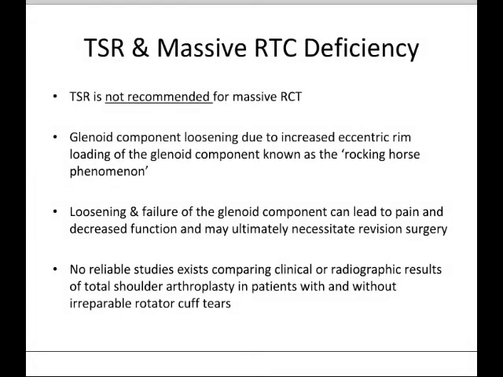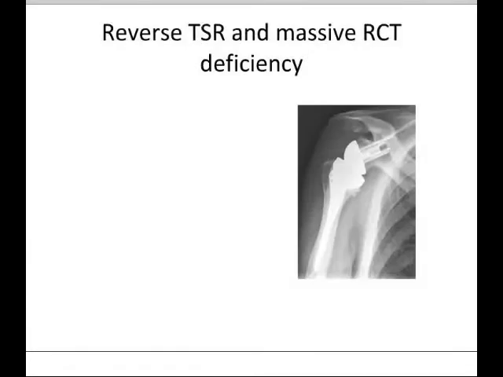Reverse total shoulder replacements in massive rotator cuff tears obviously rely on deltoid function. So if you've got a paralysed deltoid, that's actually a contraindication. This is showing promise of reverse total shoulder in some salvage cases, especially in the elderly patient, but you wouldn't consider it in the young patient because of problems with the glenoid.